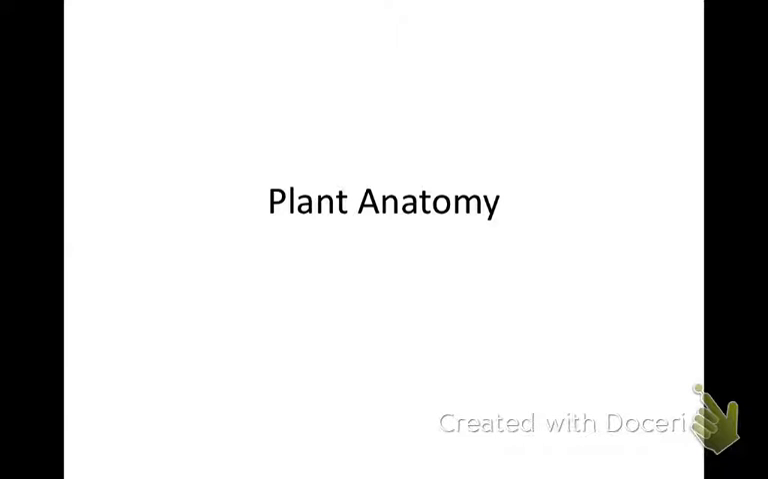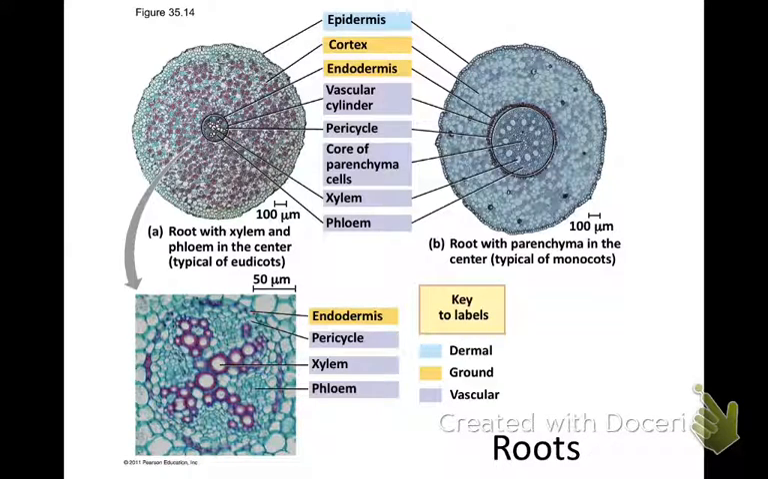So now let's look at the anatomy of the seed plants. So in particular, we focused on the angiosperms. There are two main classes of angiosperms. We have the eudicots and the monocots, and they differ somewhat in their internal anatomy.